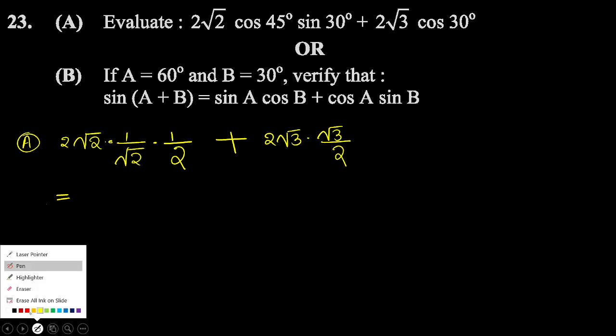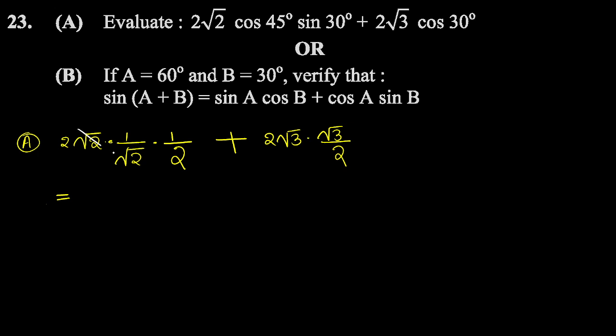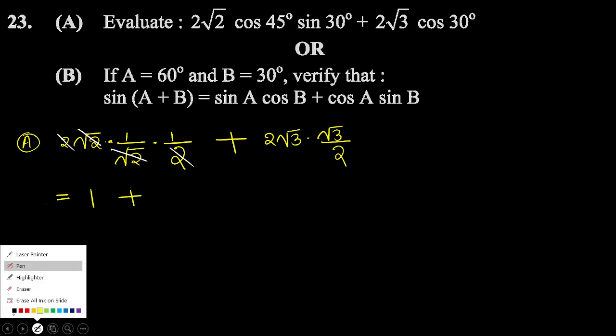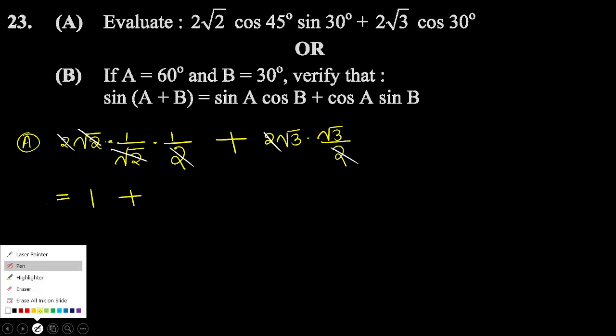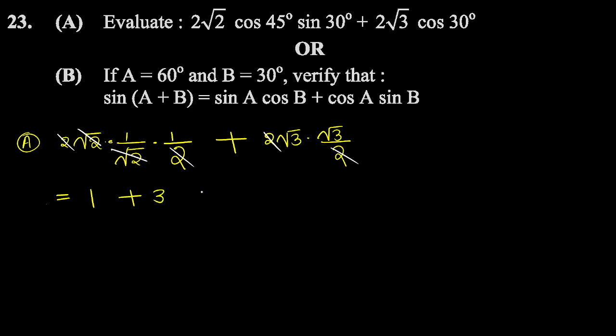Then simplification. Root 2 cancels. 2 cancelled. Correct? So 1, okay, here only 1 is left, plus, and here which term cancels? Here 2 cancels. Root 3 into root 3 is there. Root 3 into root 3 is 3. 1 plus 3, 4 is the answer.